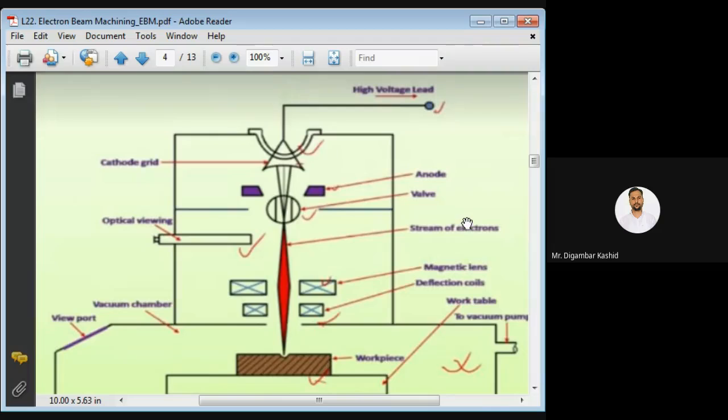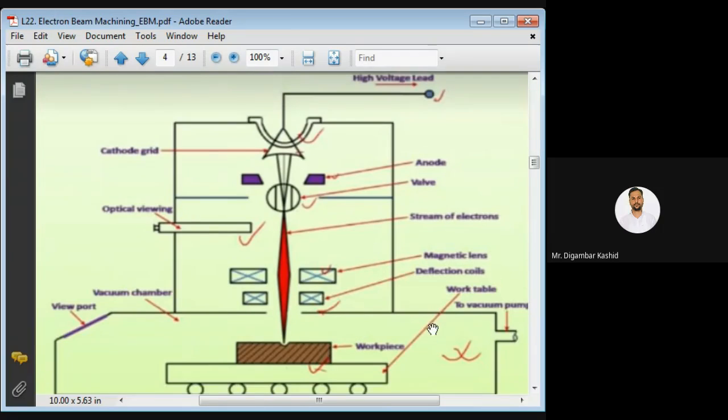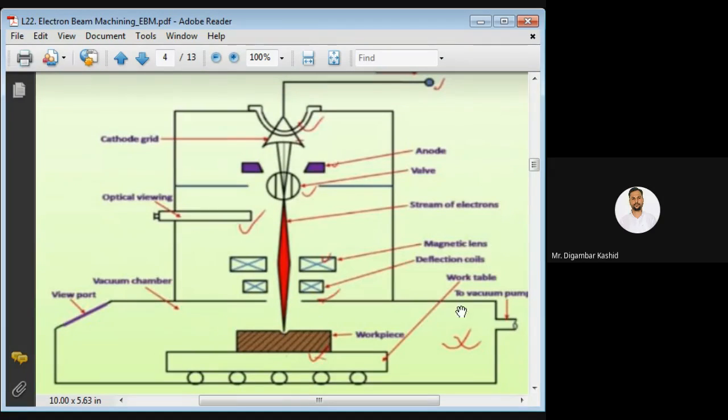So you can see this is our machining chamber. Okay. You can see the workpiece is there and the work holding device, whatever the rectangular shape is given, and here the cursor is there, and the viewport is there. So this is our machining chamber, and that should be a vacuum chamber, because when this electron beam travels, if air is there in that chamber, it will collide with the air molecules.